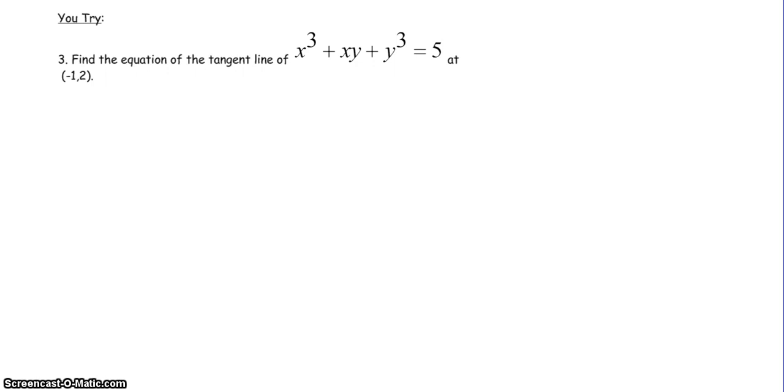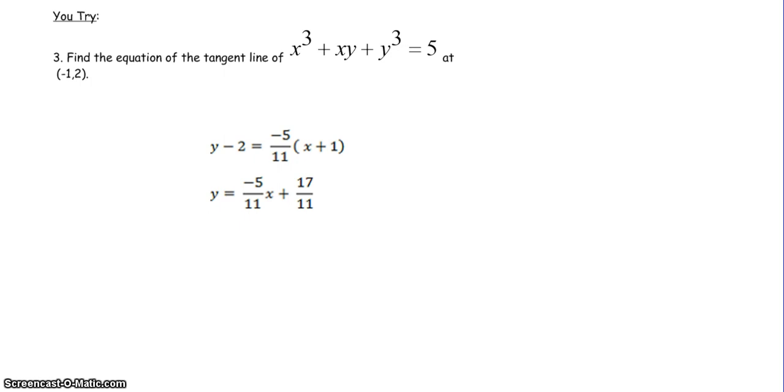Now there's one more example for you to try. There you go. Go ahead, find the derivative, work your way through that, pause the video. And there's the answer. Have a great night.